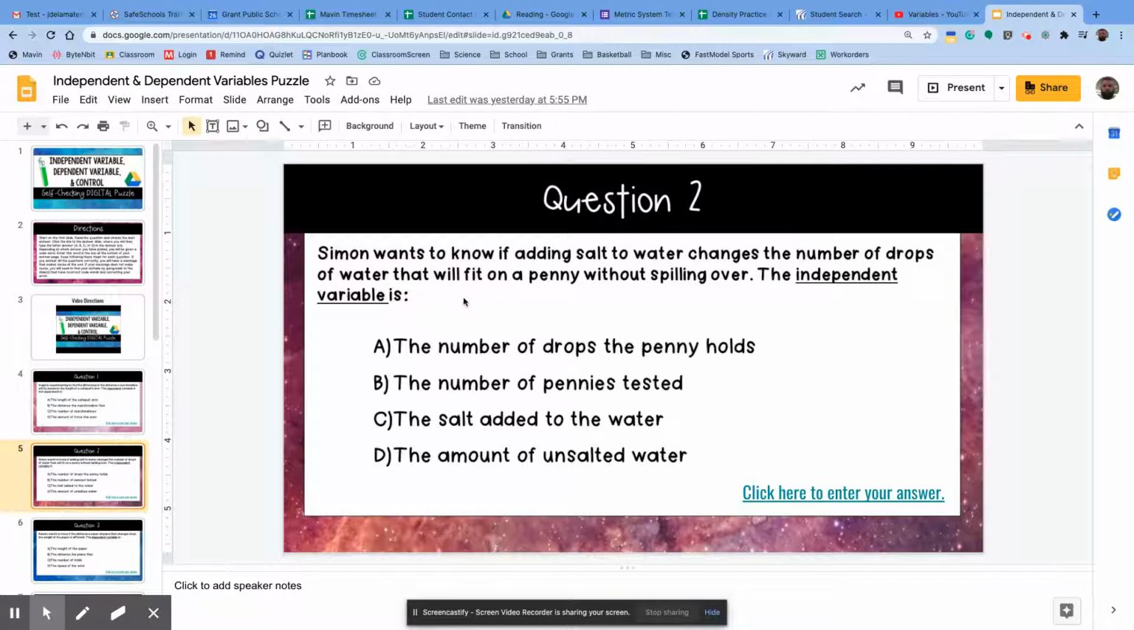Question 2 says, Simon wants to know if adding salt to water changes the number of drops of water that will fit on a penny without spilling over. And it wants to know what the independent variable is. The independent variable is what you're changing. Now, a great way to find that in something like this is look for the word add. So in this case, when you're adding salt to the water, you are actually making the independent variable. So that's going to help you process of elimination, take out everything but this one right here, which is C.